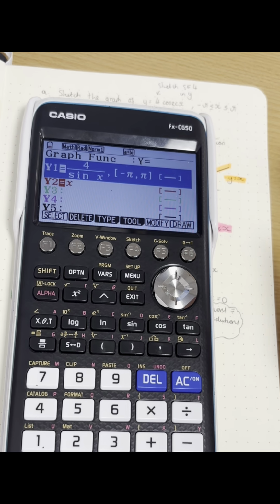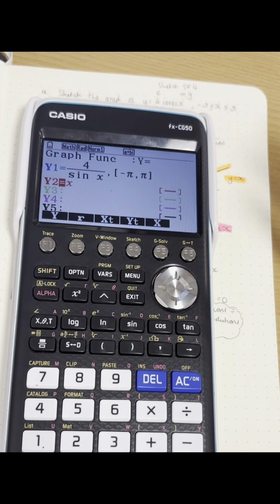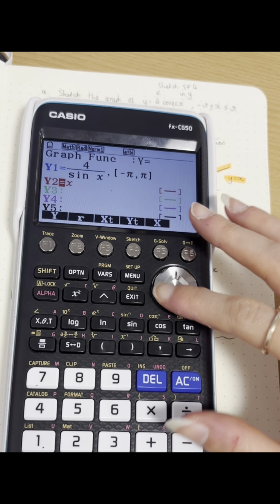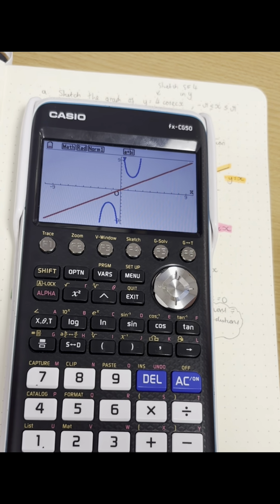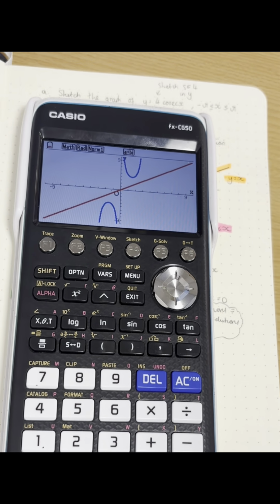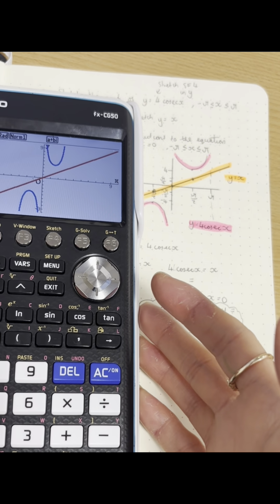I can also use my calculator to just check that. So I've just on here done 4 over sine x, which is 4 cosec x, between minus pi and pi, because that's our domain, and then y is equal to x. If I draw that, I can see that solution there. I can see here's my cosec x, here's y equals x. They don't intersect each other, which is what we sketched. It's a bit more accurate than mine.